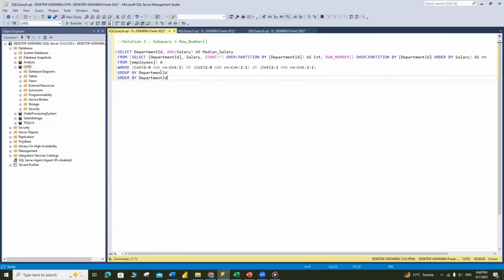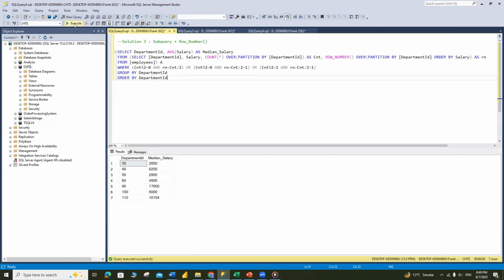If odd, the middle is CNT divided by 2 plus 1. If even, the rows are at CNT divided by 2 and CNT divided by 2 plus 1. The outer query averages the selected rows. This is the most compact solution, with no union and no second CTE.